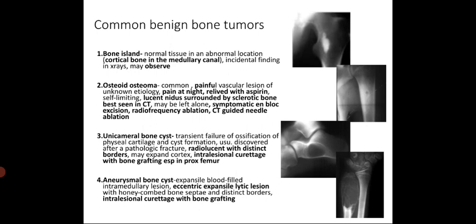Now for this expansile mass on the distal ulna, this is an example of an aneurysmal bone cyst. So aneurysmal, it's a blood-filled intramedullary lesion. It's eccentric in location, it's expansile, so it expands the typical borders of the cortex, and is also lytic. So the usual management would be intralesional curettage with bone grafting.